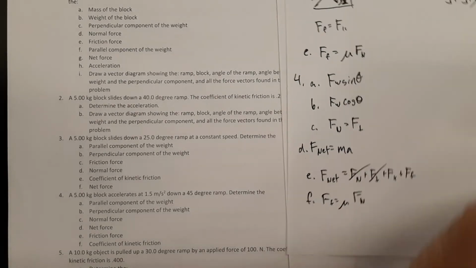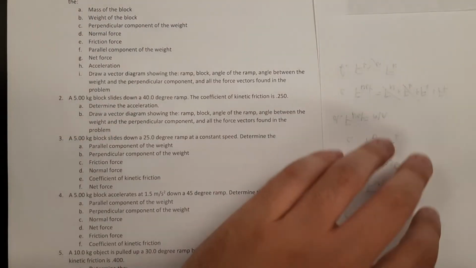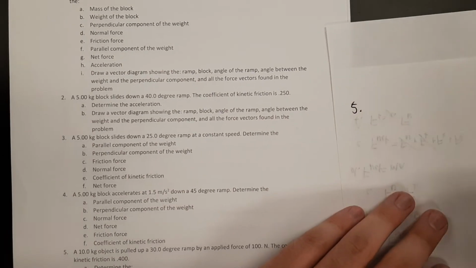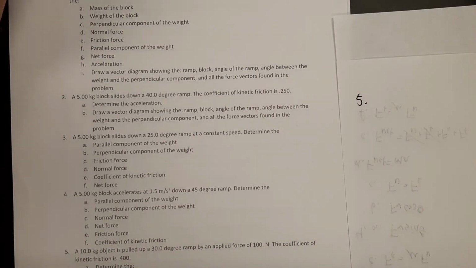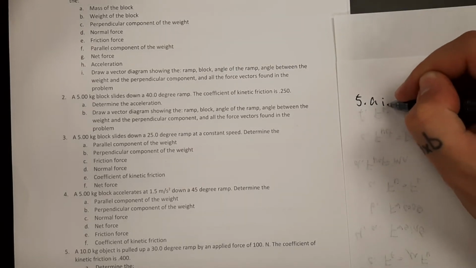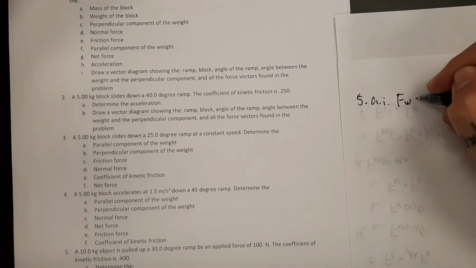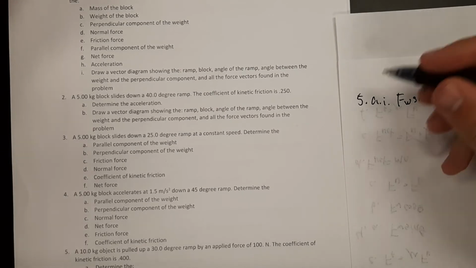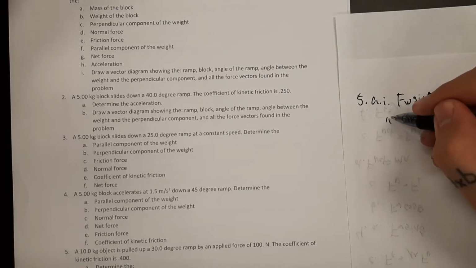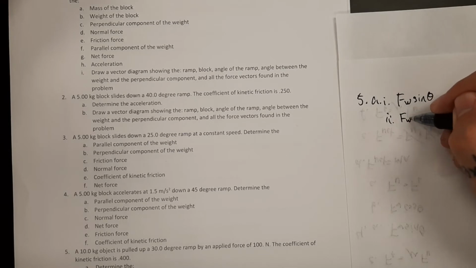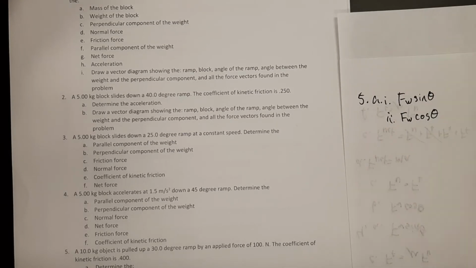All right, last one on this sheet, number 5. Whoo boy. A 10 kilogram object is pulled up a 30-degree ramp with an applied force of 100 newtons. The coefficient of friction is 0.4. All right, we're looking for the parallel component. As with every other time we've found it, FW sine theta. Normal force, as always, it is equal to the perpendicular component, which is FW cosine theta.